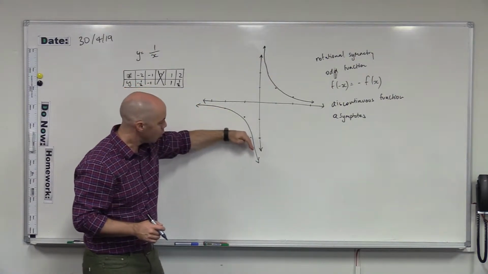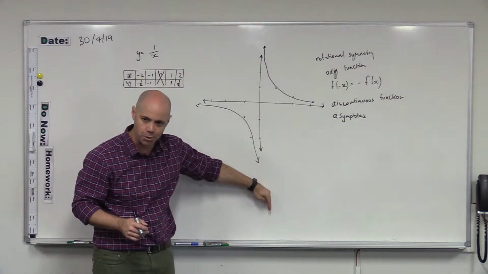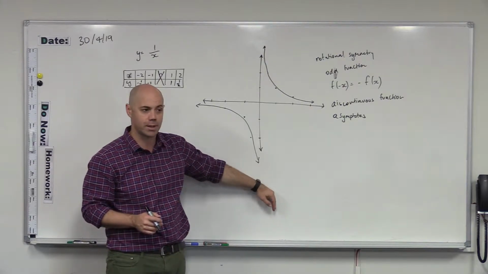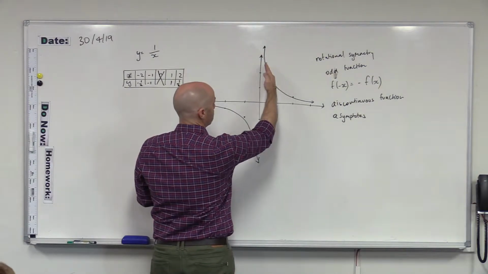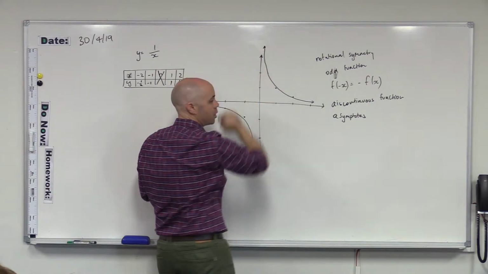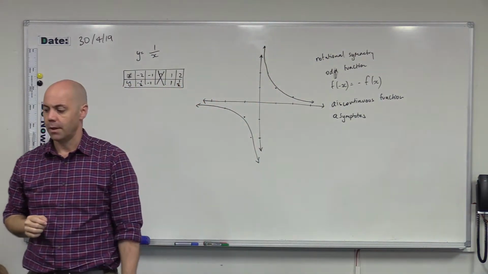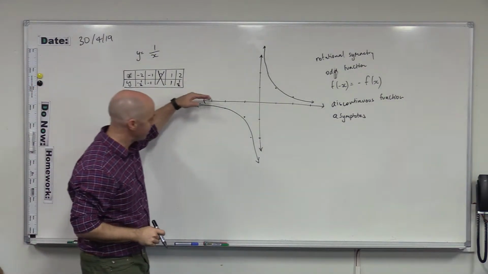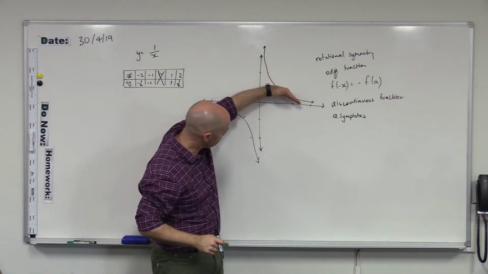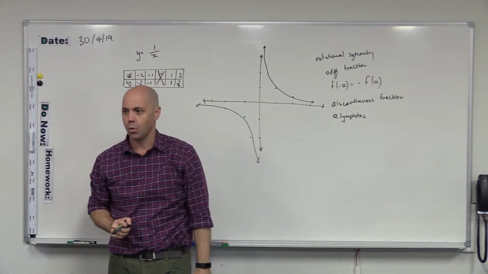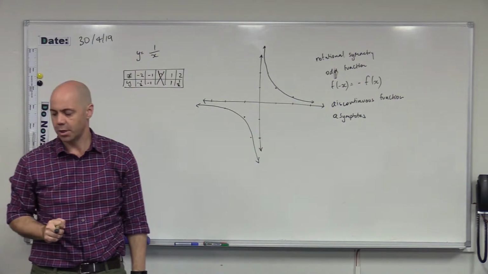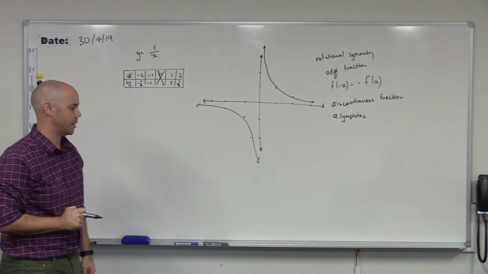This function will get closer and closer to the y-axis, but will never touch it. And from this side as well, it's closer and closer to the y-axis, but will never touch it. The y-axis is an asymptote. The x-axis is also. This function comes down here, we get closer and closer, we flatten out, and we'll never reach it. We'll never touch the x-axis, or the y-axis.